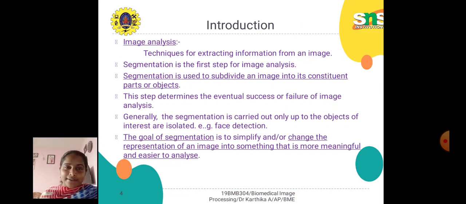In image analysis, the techniques extract information from an image, and segmentation is the first step of image analysis. Segmentation is used to subdivide an image into its constituent parts or objects. This step determines the eventual success or failure of image analysis. Generally, segmentation is carried out only until the objects of interest are isolated, like face detection. The goal of segmentation is to simplify or change the representation of an image into something that is more meaningful and easier to analyze.